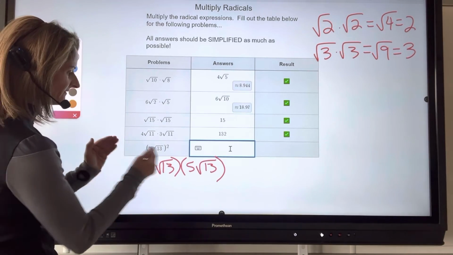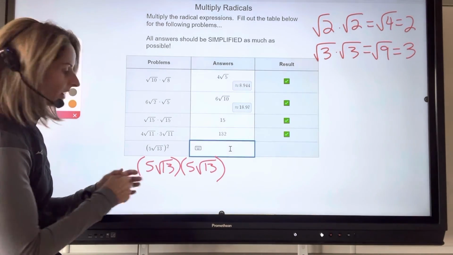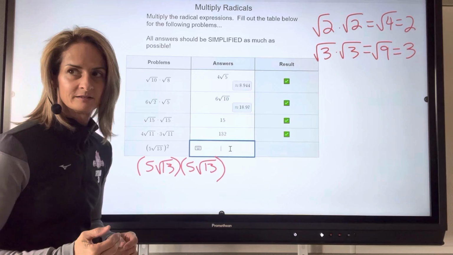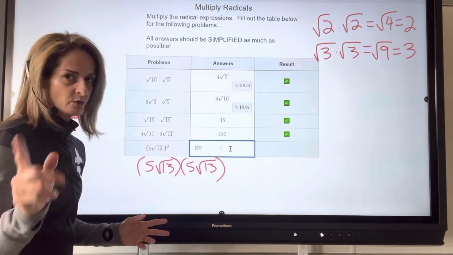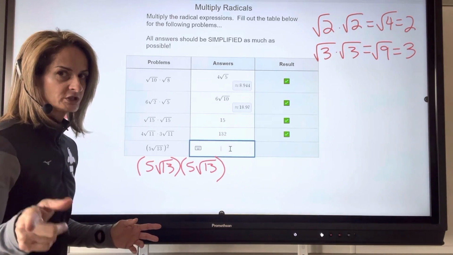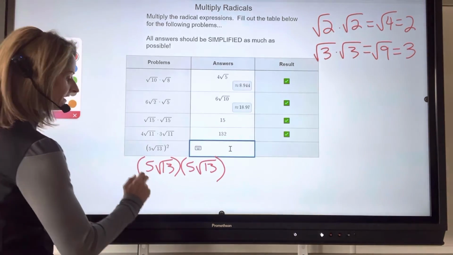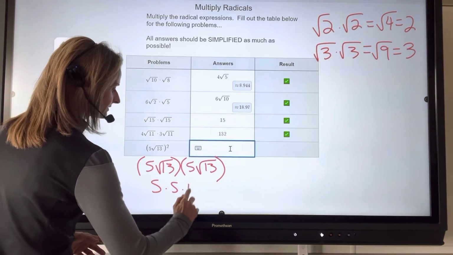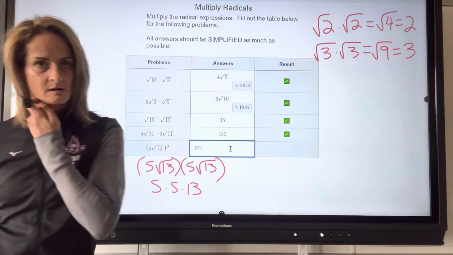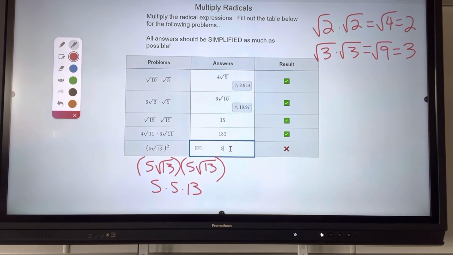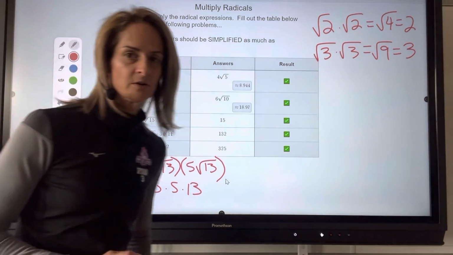So now we just multiply the 5s and we get 25. And what's root 13 times root 13? 13. So this is just 5 times 5 times 13. So what is that? Computer likes it. Done. All right, my video is long enough.